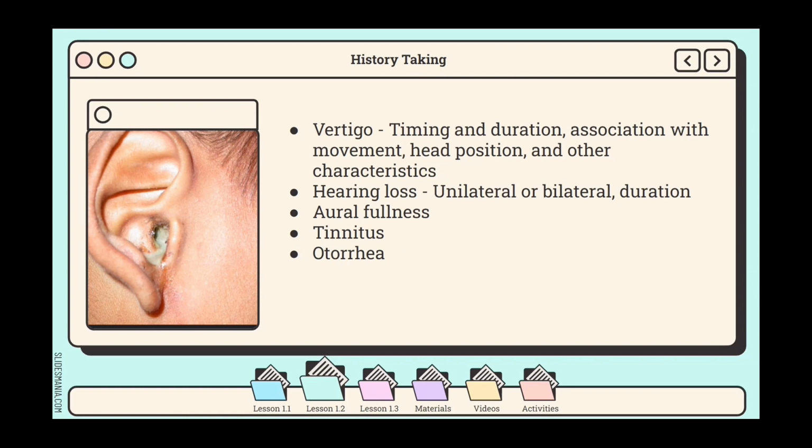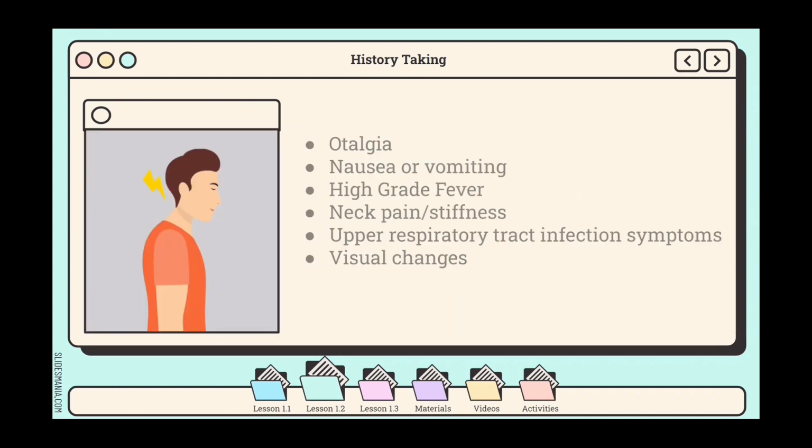For history taking, it's important for us to inquire about the details of the symptoms presented by the patient. For example, for vertigo, we should ask about the timing and duration, association with movement, head position, and other characteristics. For hearing loss, we should identify whether it's unilateral or bilateral, as well as the duration. We should also look for any signs of aural fullness, tinnitus, otorrhea, otalgia, nausea or vomiting, high-grade fever, neck pain or neck stiffness, any preceding or current upper respiratory tract infection symptoms, as well as any visual changes.